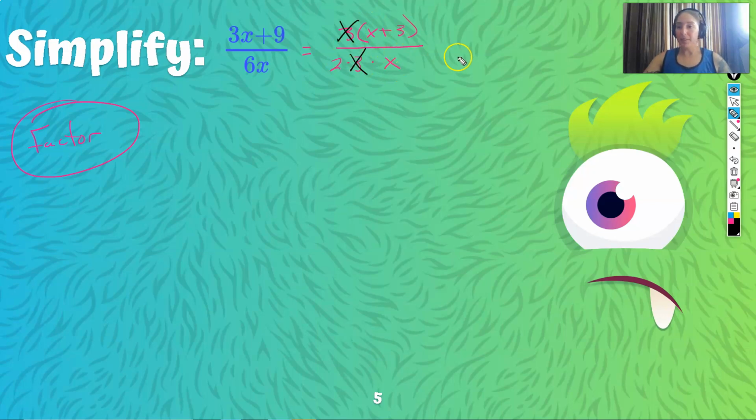So that looks like the only stuff that I had. So now I'll rewrite it with what's left over. So we have x plus 3 in the numerator, and looks like 2x in the denominator. And now we're simplified. So factor numerator, factor denominator, knock out common factors. You got to knock out the whole factor, and then write what's left over.